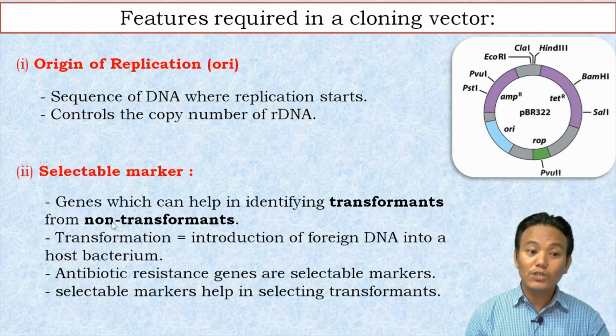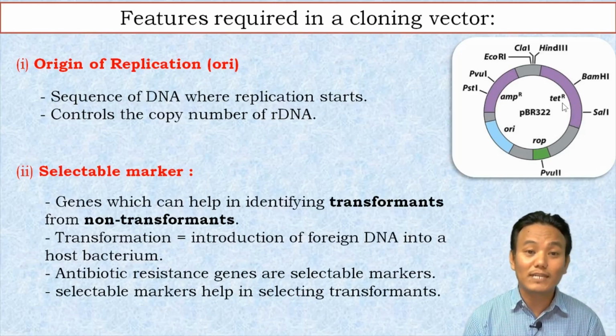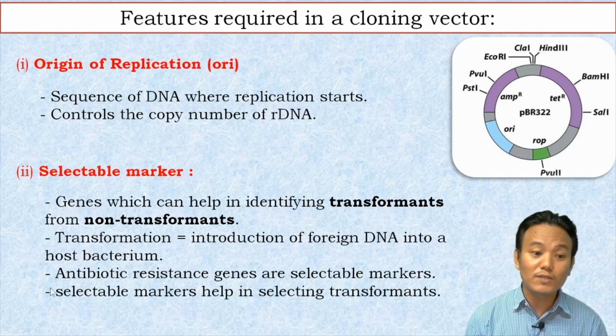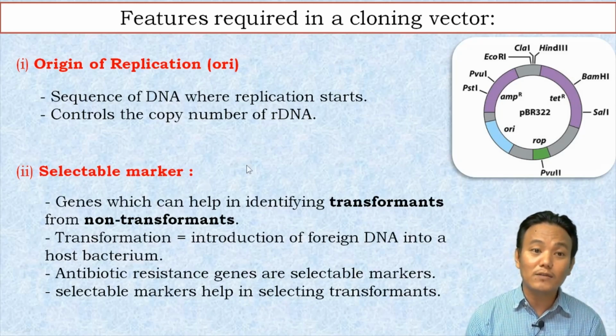Remember, the original host bacterium is not resistant to these two antibiotics. If the host bacterium becomes a transformant, if the host bacterium takes in this particular cloning vector within it, the host bacterium will develop antibiotic resistant capability, right? So these two genes, ampicillin resistant gene and tetracycline resistant gene, can be used as selectable markers, which means these can help in selecting the transformants and identifying transformants from non-transformants. So the selectable marker is the second important feature that is required in a cloning vector.